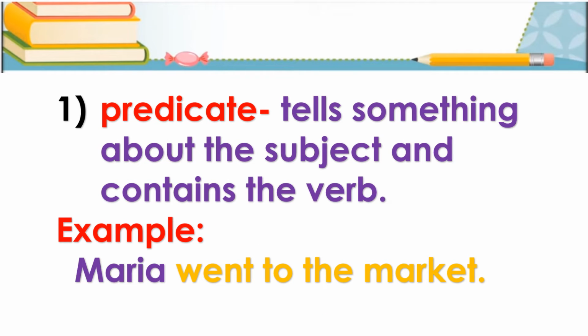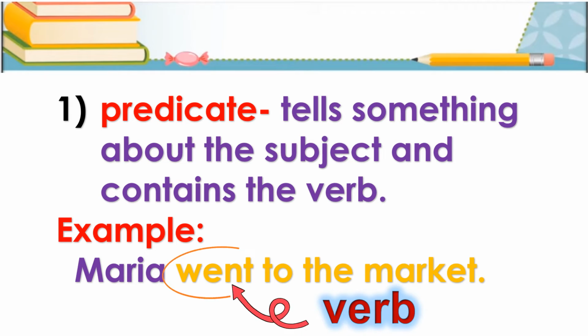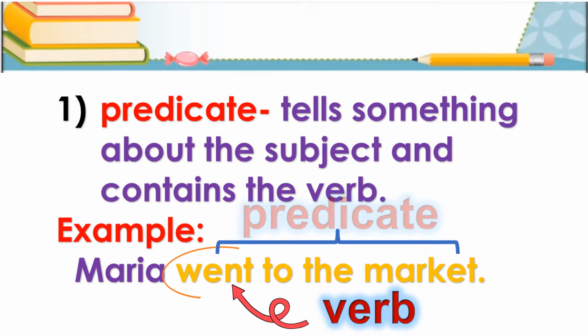Well, the second part of the sentence is what we call the predicate. The predicate tells something about the subject and contains the verb. So in our example earlier, Maria went to the market. Our verb here is went. And the predicate is went to the market. If our sentence has a verb, it is included in our predicate.